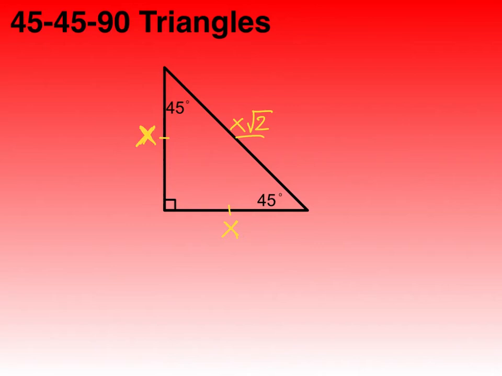Whatever side length I'm given, I know I have 2 congruent sides, because it's isosceles. And then the hypotenuse will be just that exact value of the side length multiplied by the square root of 2. Let's show you some better examples.